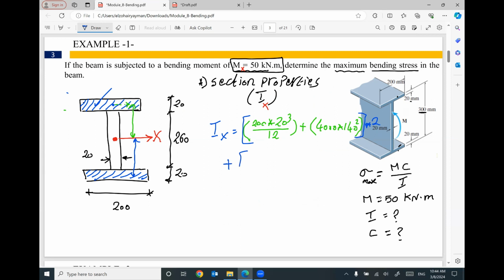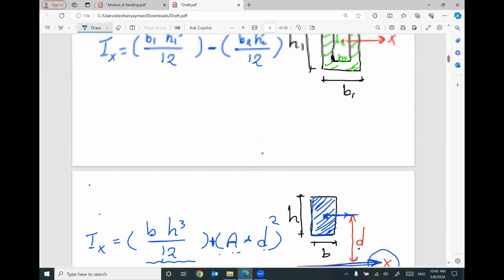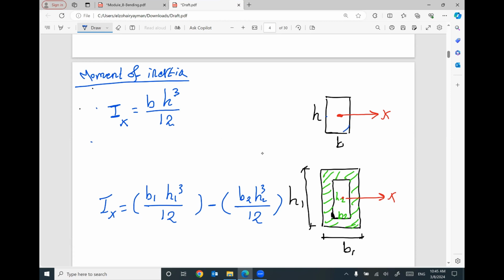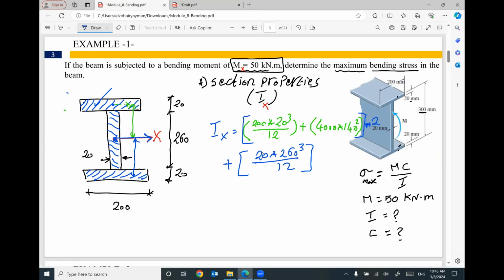Plus, we have this web. It's a rectangle, and the centroid of this rectangle is at the same location on the x-axis. So I can say 20 times 260 cubed divided by 12. That's it. Because this is the case where we have a rectangle and this rectangle has a centroid at the same location of the x-axis, so I can find the moment of inertia.